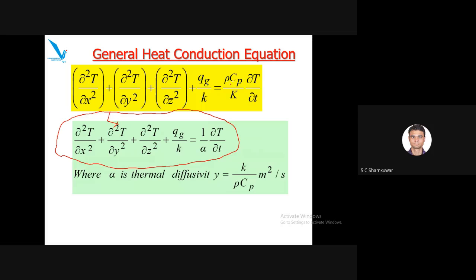So alpha is the thermal diffusivity, which is given by k divided by rho Cp. Rho is the density, k is thermal conductivity and Cp is the heat capacity at constant pressure, specific heat.